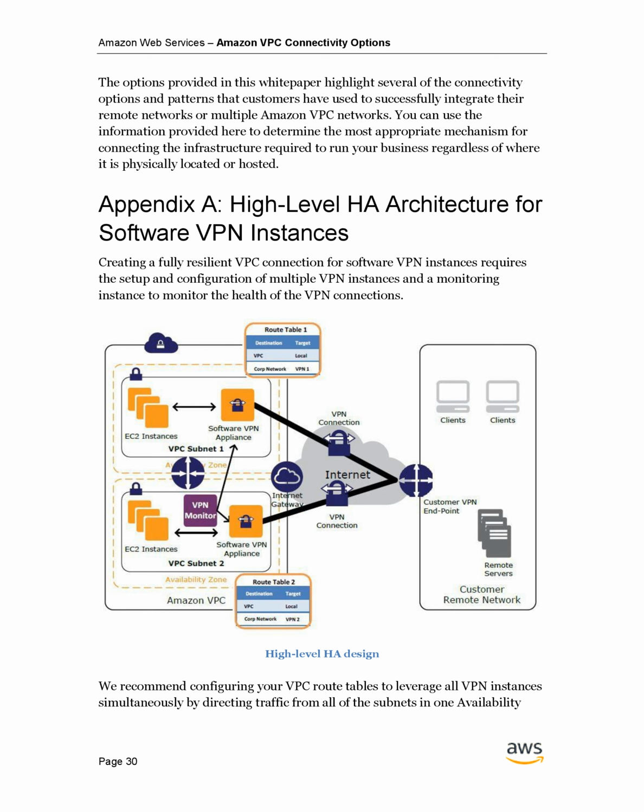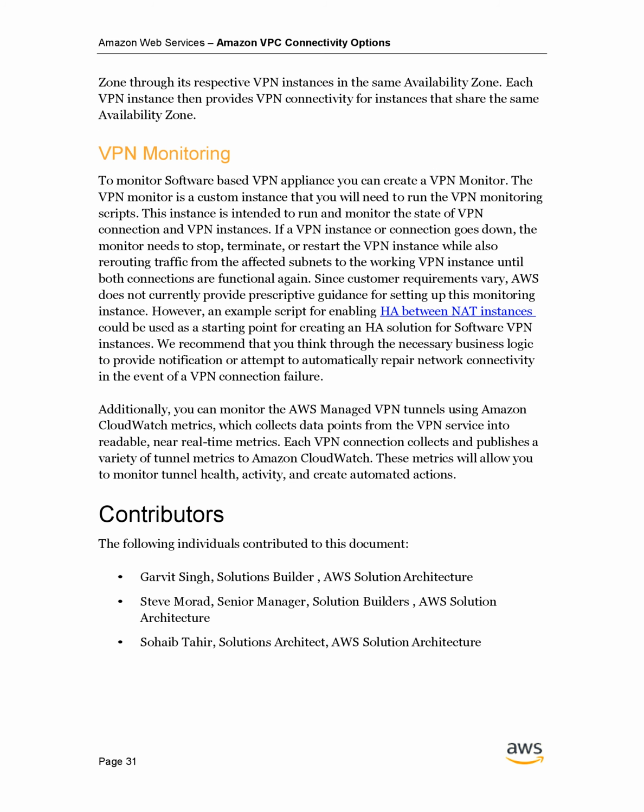Appendix A, High-Level HA Architecture for Software VPN Instances. Creating a fully resilient VPC connection for software VPN instances requires the setup and configuration of multiple VPN instances and a monitoring instance to monitor the health of the VPN connections. We recommend configuring your VPC route tables to leverage all VPN instances simultaneously by directing traffic from all of the subnets in one availability zone through its respective VPN instances in the same availability zone. Each VPN instance then provides VPN connectivity for instances that share the same availability zone.